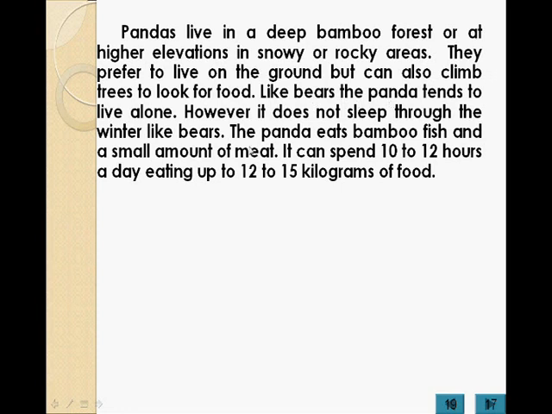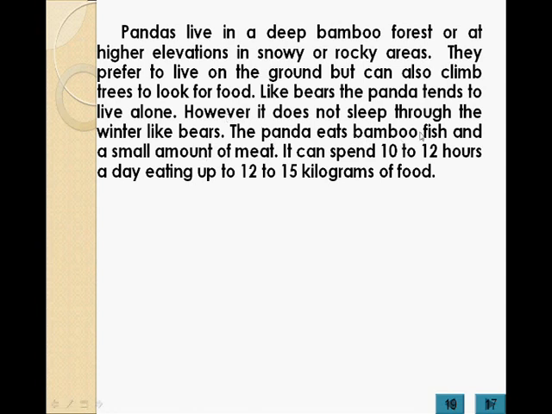Like bears, the panda tends to live alone. So they are not very sociable, okay? They live alone. However, it does not sleep through the winter like bears. So it's different from the bears, okay? And how did I know that it is different? Because we had the word however. And I think you know that when we use however, it means we are now comparing two things, okay? And they are different from each other.